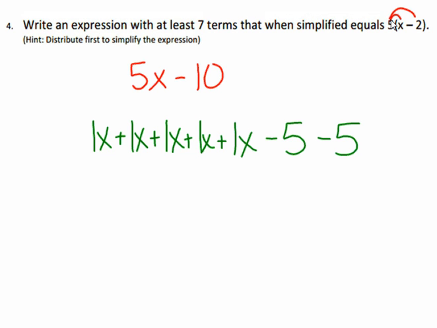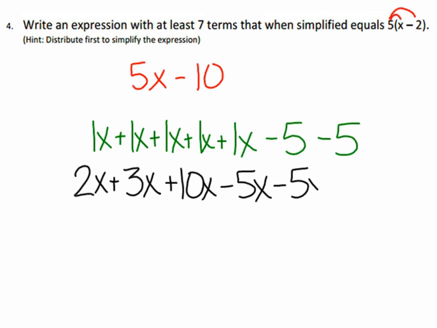You could even be a little bit more creative and do something like 2x plus 3x plus 10x minus 5x minus 5x. So all of that would add up to 5x. And then plus negative 20 plus 10. So negative 20 and 10 would add to negative 10. So 2 options. Again, as long as you have 7 terms, they need to be separated by addition or subtraction symbols.